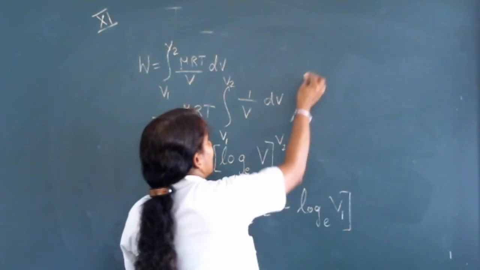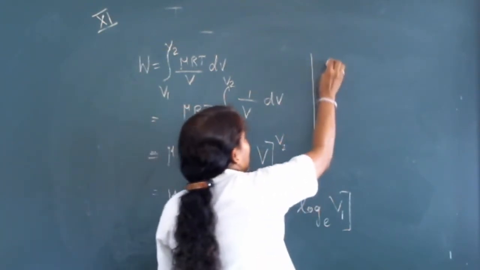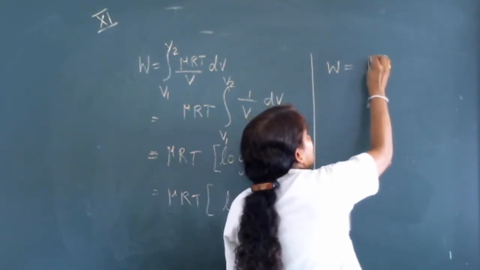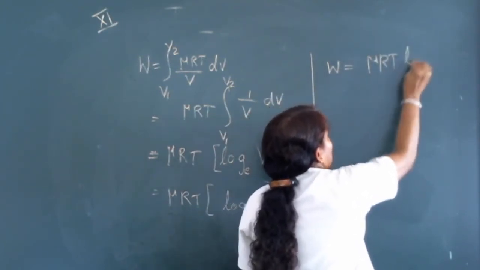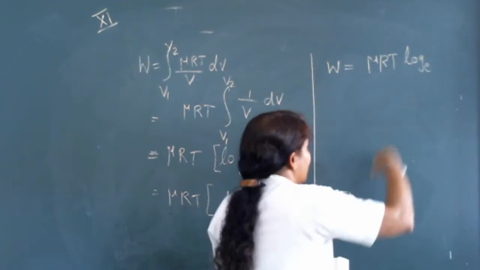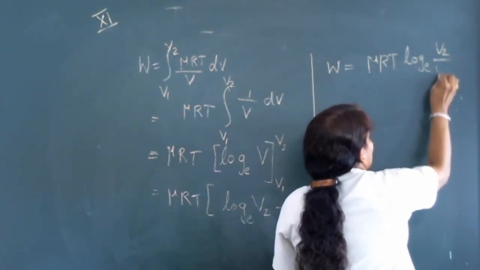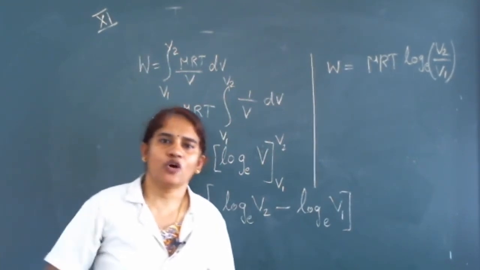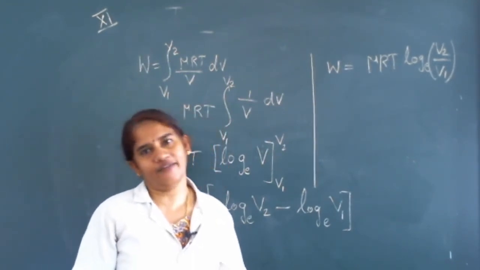V1 can be written as, work done can be written as mu RT log to the base e V2 minus V1 means V2 by V1. Okay, log to the base e V2 by V1.